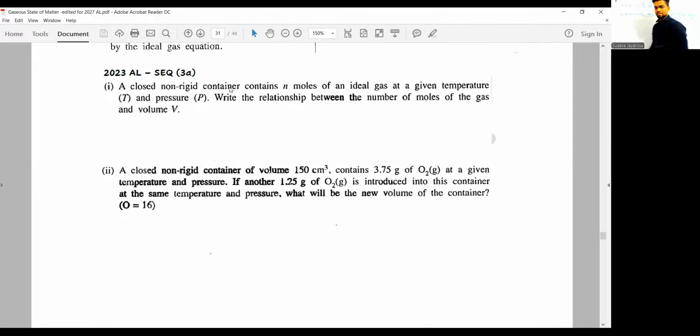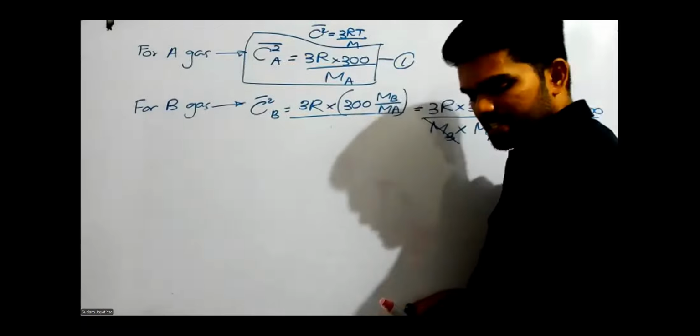So you know this thing. If it is an ideal gas, between the four measurable quantities, pressure, volume, temperature, and moles, these are the four things now.